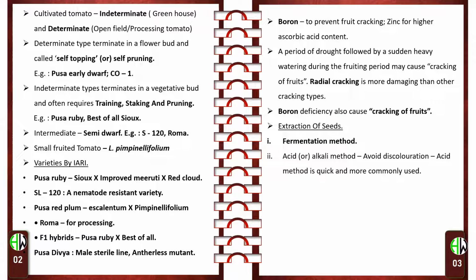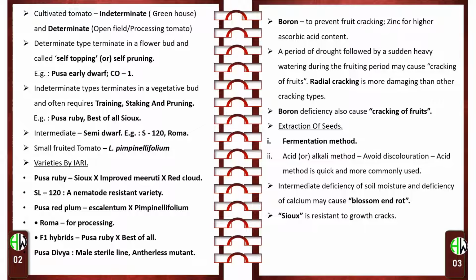Methods for extraction of seeds. Firstly, fermentation method. And then acid or alkali method, which avoids discoloration; the acid method is quick and more commonly used. Intermittent deficiency of soil moisture and deficiency of calcium may cause blossom end rot. Sioux is resistant to growth cracks. Catface is an advanced stage of blossom end rot.